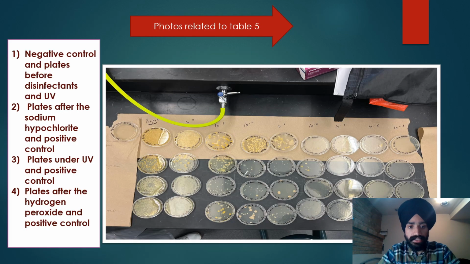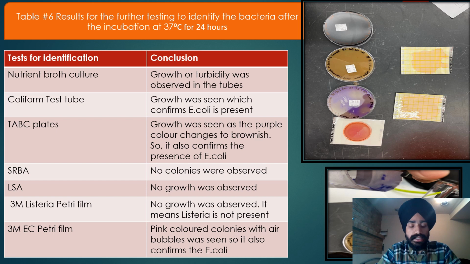And these were the plates which were used, as in table 5 I discussed, before and after the UV treatment. And for the identification we also did some tests. I'm going to discuss two or three tests from this, such as the coliform test tube test, which confirms the presence of E. coli. In the same way we did the TBX plate test, in which growth was seen as a purple color, which confirmed the presence of E. coli. In the same way we did the 3M Petrifilm test. From there pink colonies with air bubbles were seen, which also confirmed the presence of E. coli.